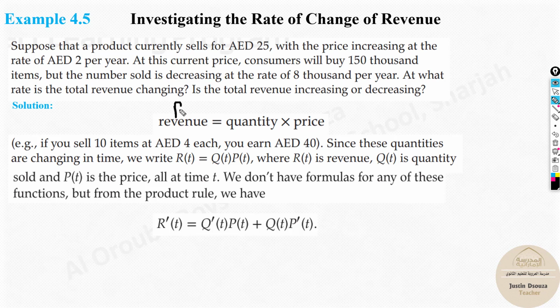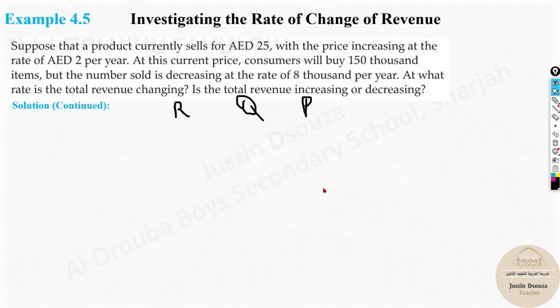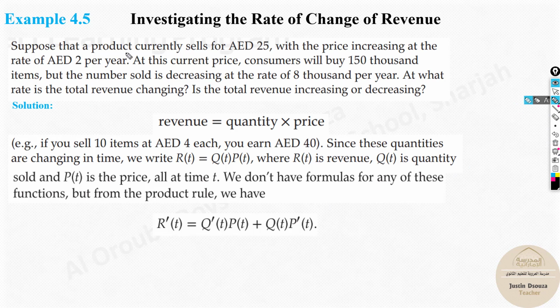Now if you take this as R, this as Q, and this as P. Now use the product rule over here. R dash of T equals Q dash, the derivative of the first term, multiplied by the second term as it is, plus the first term as it is, times the derivative of the second term. That's it. Now here, let me solve it directly. If you look properly, the product currently sells for, this is the price. With the increase at the rate of 2 dirhams, this is P dash. Now the price is directly given, 25 dirhams, okay?